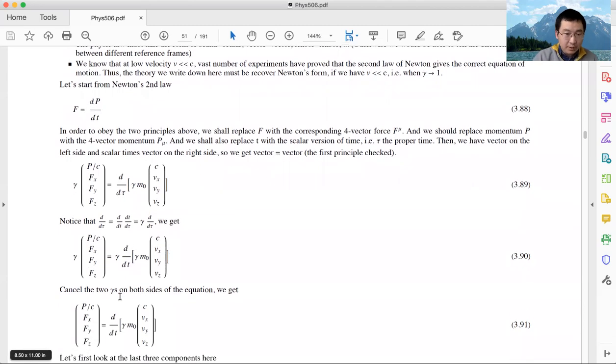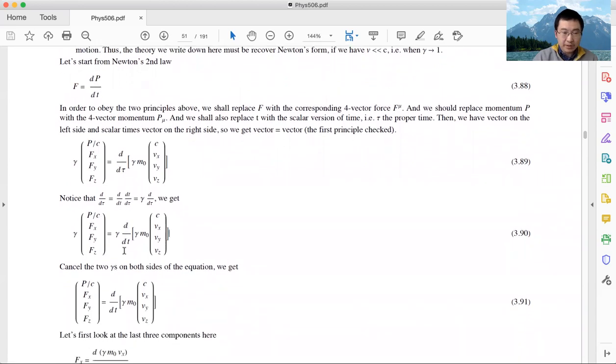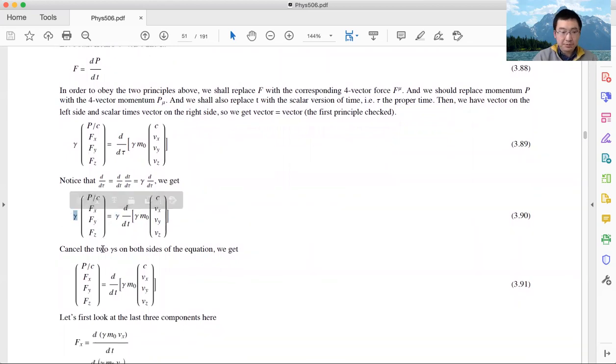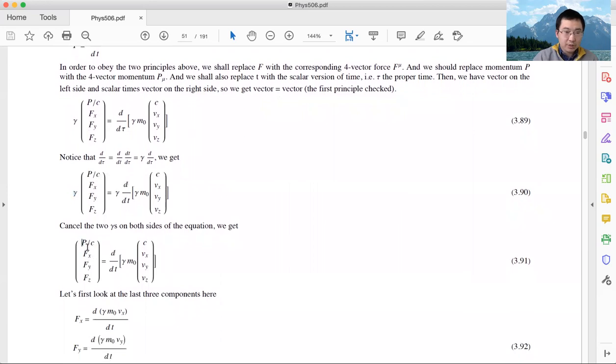Okay, so this is the equation of motion. And we can simplify this equation of motion a little bit. For example, we have gamma on one side, we have gamma on the other side. We can cancel these two gammas. If we cancel these two gammas, what we get is this equation. This equation is also vector equals vector. It satisfies the same thing.